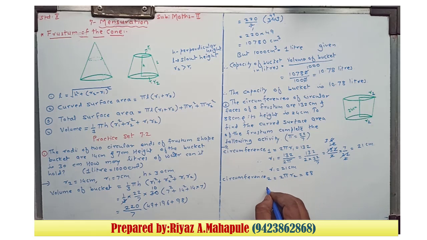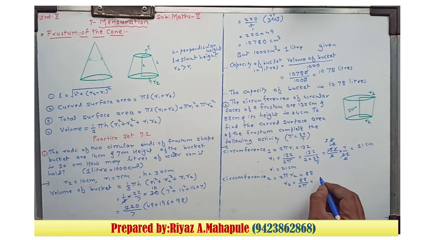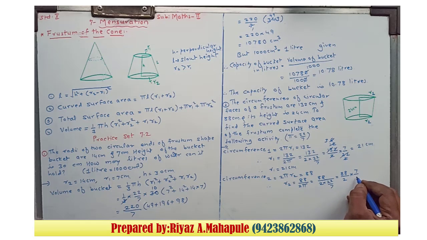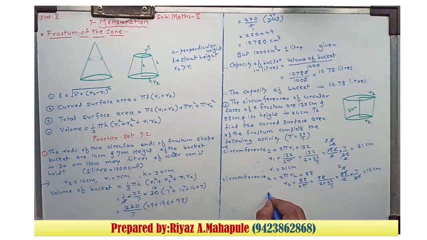Circumference 2 is equal to 2 pi r2, that is equal to 88. It is given, and therefore r2 is equal to 88/2 pi. Okay, same case will come here, so we write directly 88/2 into 22/7, that is equal to 88/2 into 7/22. 22 1s are 22, 22 4s are 88, 2 1s are 2, 2 2s are, that is equal to 7 2s are 14 centimeter, and therefore r2 is equal to 14 centimeter. Okay, this is the value for r.